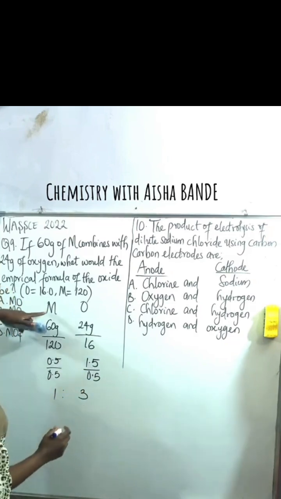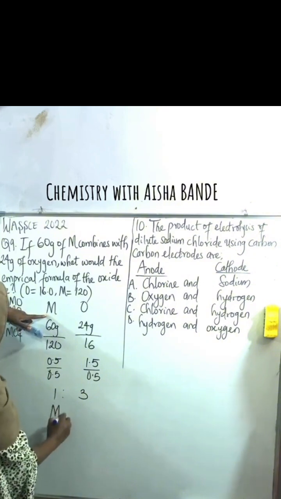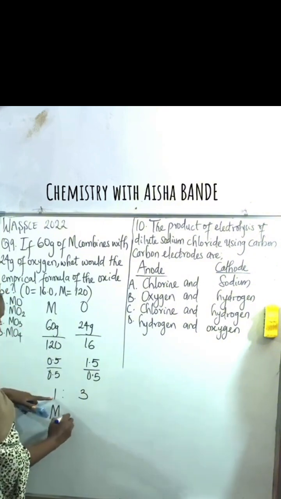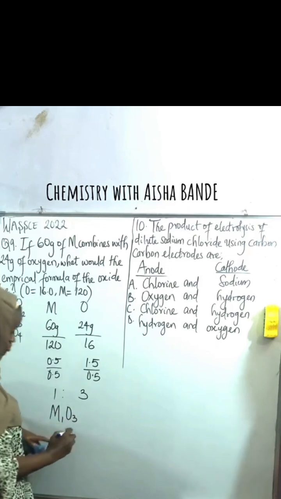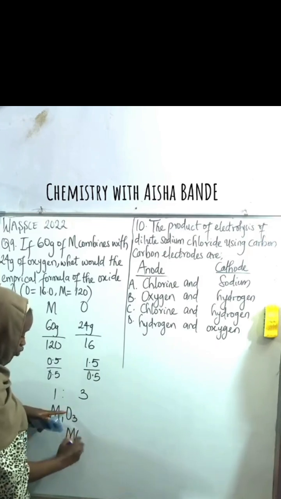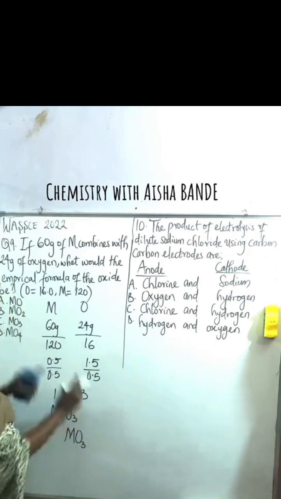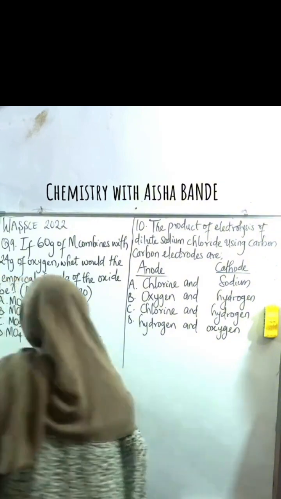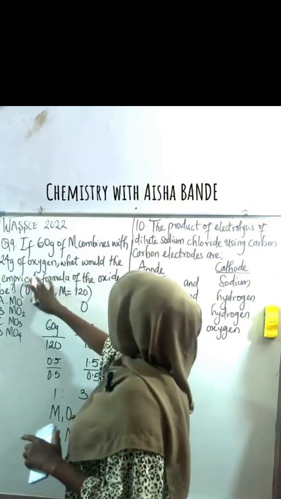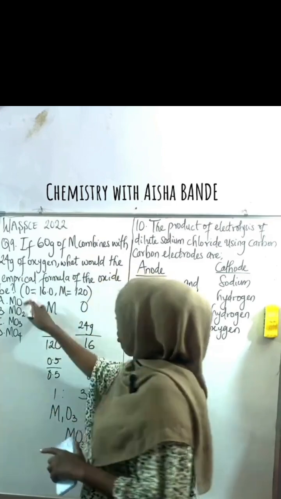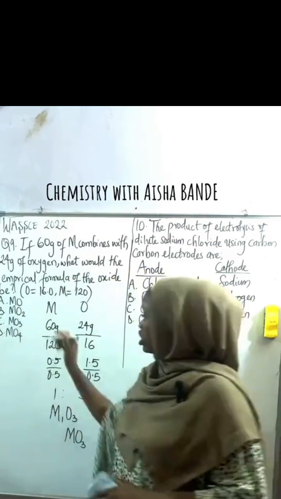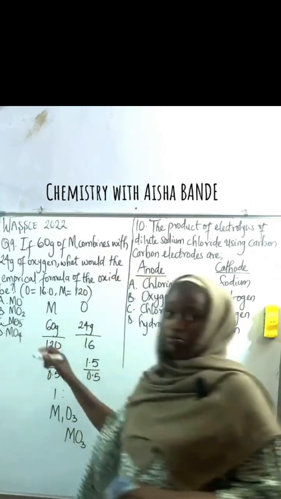Looking at this, that means we have M1 and O3. M1 is the same thing as saying M, then we have O3. So the empirical formula of the oxide, as asked in the question, is MO3. Looking at the options, the correct option is option C, which is MO3.